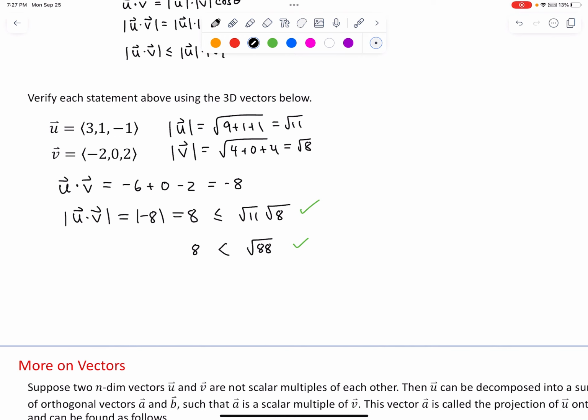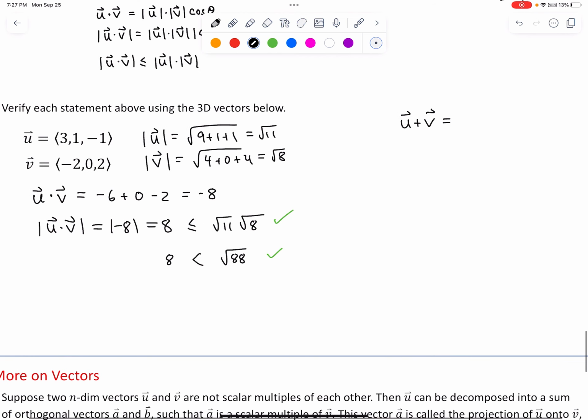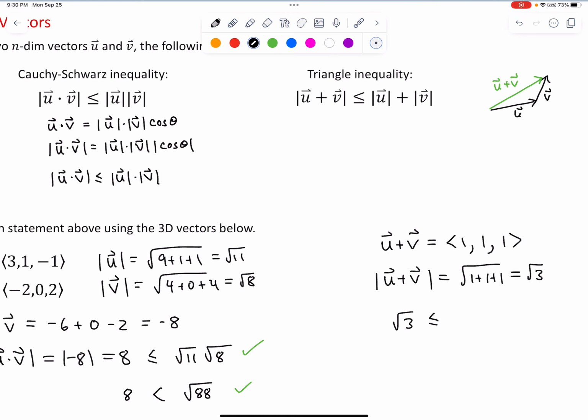Now let's do the triangle inequality. So I need to add the vectors together to get a new vector. Adding the components, we get 3 plus -2, which is 1. 1 plus 0 is also 1, and -1 plus 2 is also 1. And if we do the magnitude of this vector, we get radical 1 squared plus 1 squared plus 1 squared, which is radical 3. And so according to the triangle inequality, the magnitude of the sum should be less than or equal to the sum of the magnitudes.